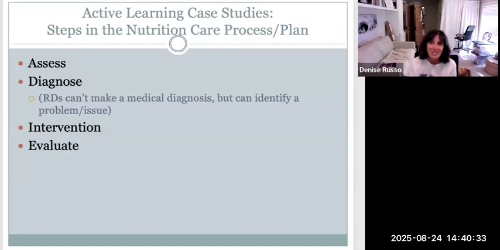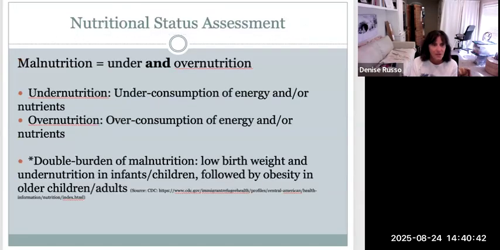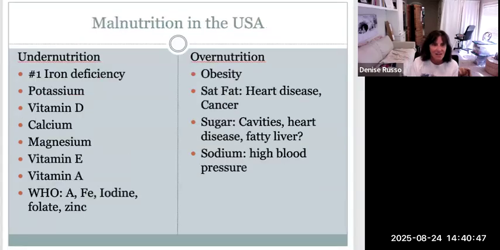You'll have opportunities to do this in this course, actually. So be familiar with this. There will be case studies that include this, and there will be information about those case studies on different quizzes and exams. Then we assess. What do we think about the nutrition status of the person?